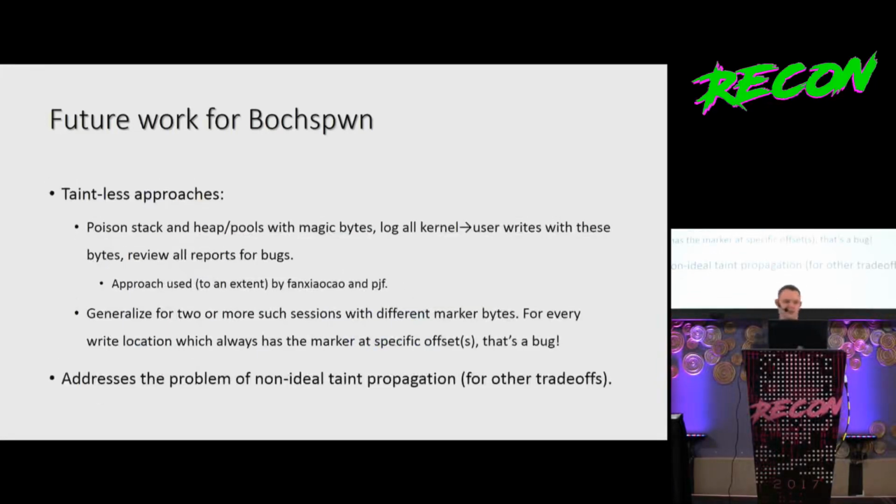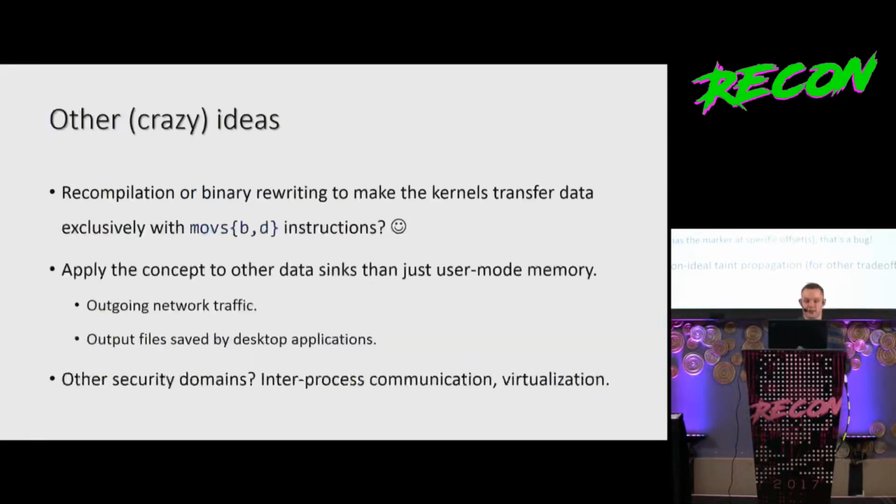Then there are some more approaches that you can think about for Bochspwn, like taintless approaches, where you don't store any taint at all. You just poison the stack and heap allocations with magic bytes, and then investigate all of the writes to user mode memory and see which writes contain these bytes, and then try to analyze those reports. Or you could generalize this approach and run more than one, for example, 2 sessions with different marker bytes, and then if there is a location in the code which for every write has the respective padding bytes at a specific offset, it also means that that's a bug. And this could, in some part, address the problem of the non-ideal taint propagation that we have right now.